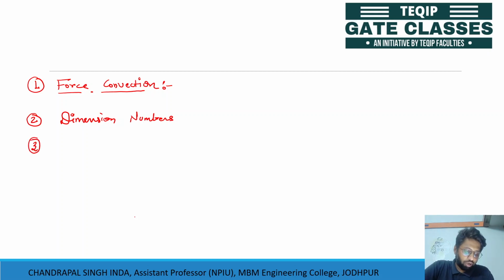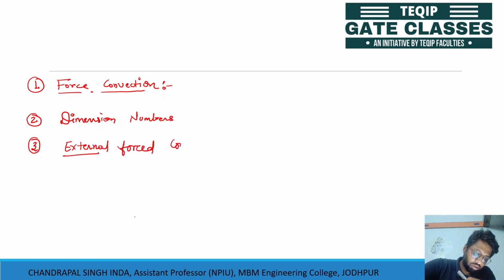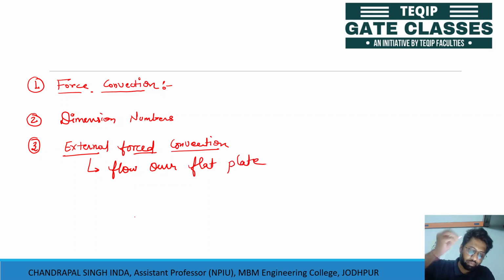The third topic that we are going to cover today is a subpart of forced convection. As we know, forced convection is further classified into two categories: external forced convection and internal forced convection. Today we will start with external forced convection, that is, flow over a flat plate. So let's start with forced convection.